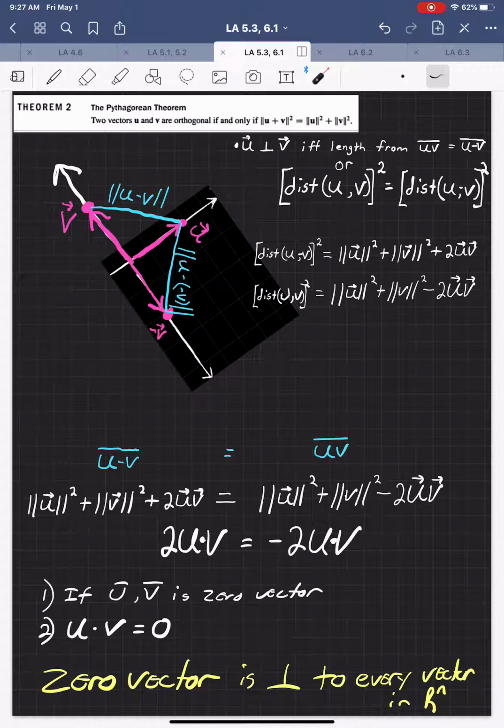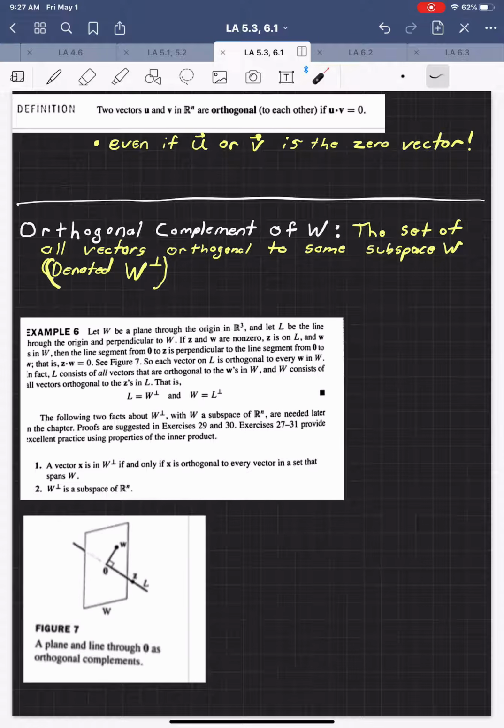Ready? Let's go ahead and start to wrap this up. We're almost done with 6.1. All right, so the definition here states it all. We say vectors u and v in Rn, right, even 50-dimensional space, are orthogonal to each other if u dot v is equal to 0. If the dot product of u and v is 0, your vectors are still orthogonal, even if you're in higher dimensional space.